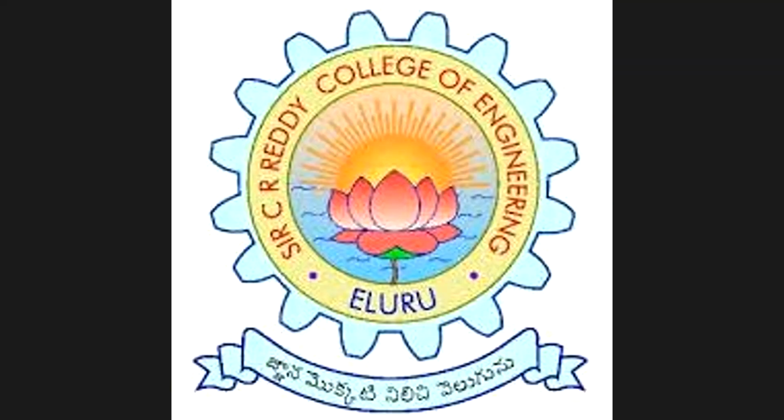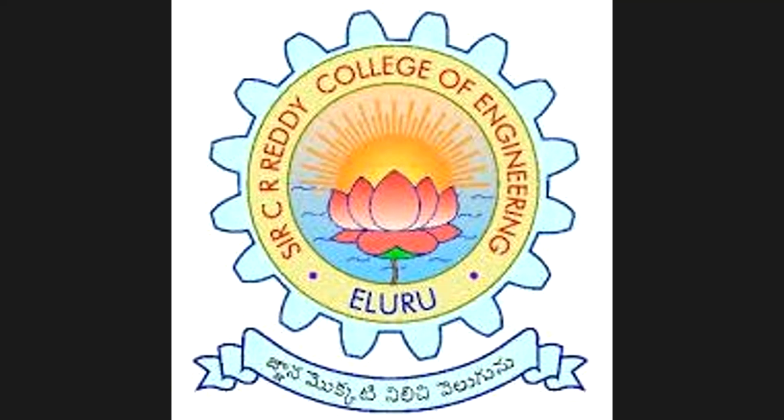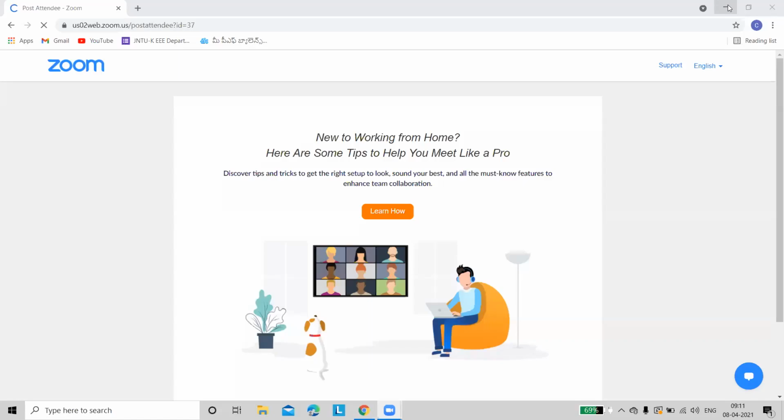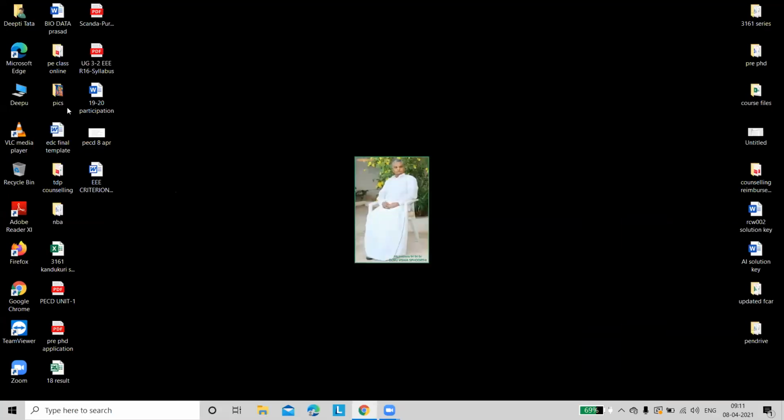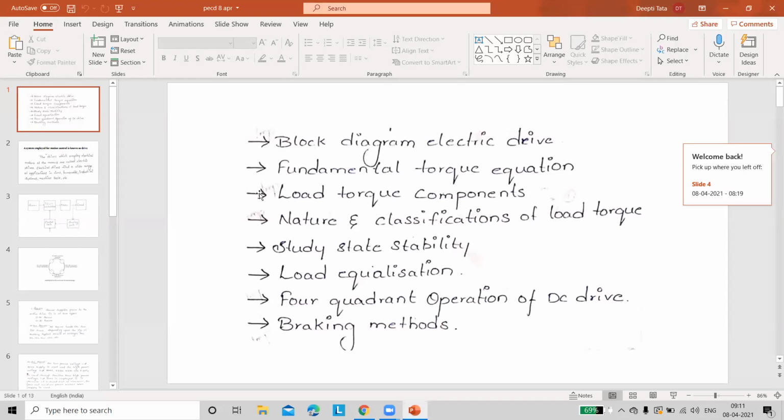In the previous class, we discussed the basic syllabus and contents present in our subject, that is PECD. Now we are going to learn the fundamentals of electrical drives, which is the first unit. In our basics of drives, we have to know what is an electric drive. Initially, what is a drive and what is an electric drive? Is there any difference or not?